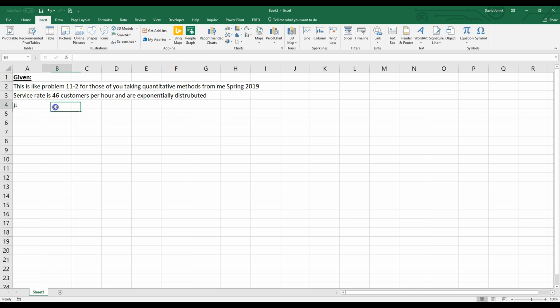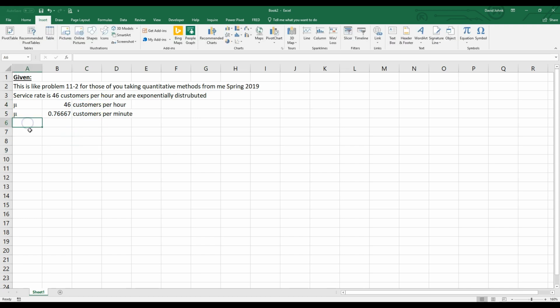Okay, so this mu is a service rate, so I'm going to say 46 customers per hour. So you could also say how many customers it is per minute. So let me copy this down. So 46 customers per hour would be equal to 46 divided by 60 minutes in an hour, and that would be customers per minute. Guess I should make that plural, huh? Customers.